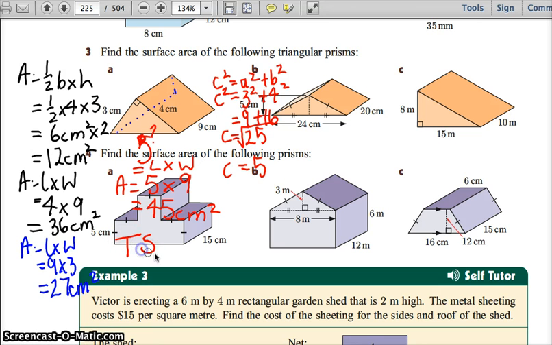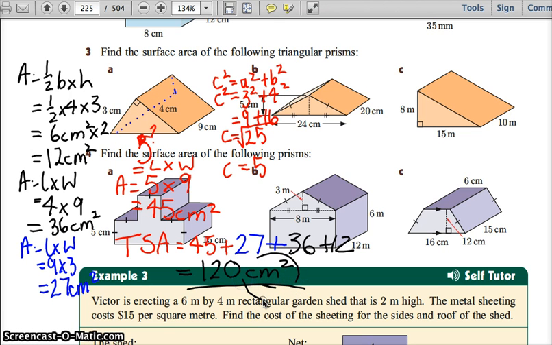Again, TSA, total surface area equals 45 plus 27 plus 36 and 12, yeah? 36 plus 12. What is that total surface area? Give me, please, someone. 120. Thanks, Alex. 120 centimetres squared. Make sure you put in that centimetre squared.